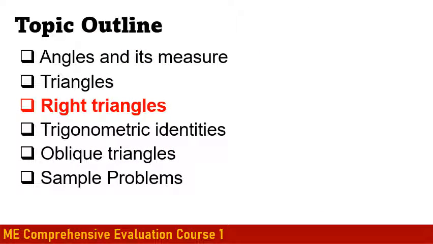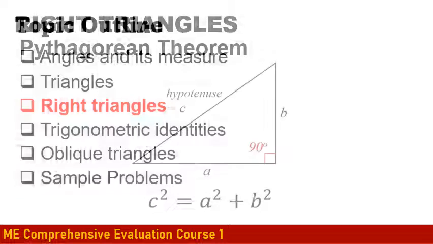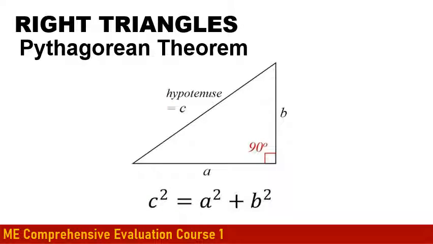Let's move forward to right triangles. Right triangles can be solved using the Pythagorean theorem. Say for example, you are looking for the hypotenuse, then you can use the relationship c squared equals a squared plus b squared in order to get the hypotenuse. Again, it is only applicable to a right triangle.